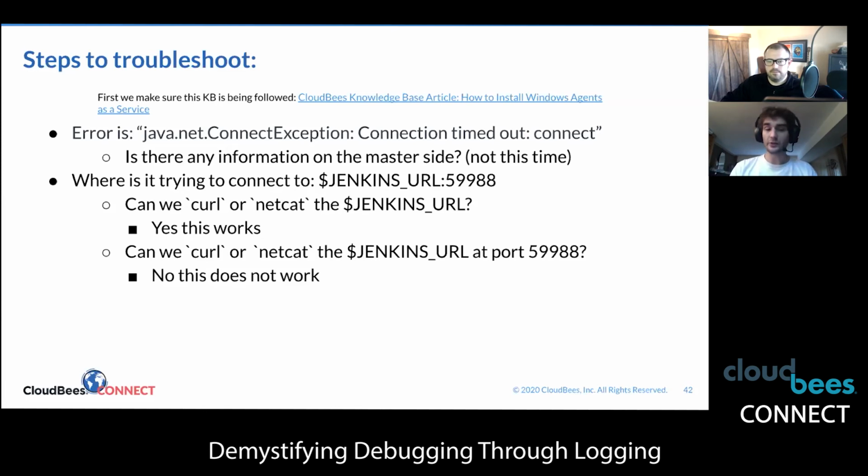So the first thing we did was a curl or a netcat command, depending upon what you have available to you, or some sort of ping, and we tried to hit the Jenkins URL. This worked in this particular scenario, so we know that the Jenkins URL is resolvable from the agent side. Then we did a curl or a netcat command using the particular port that the agent is trying to use, and that's where we got the disconnection error and the connection timeout. So we know that the URL is accessible, but the port is being blocked. So let's go on to the next slide.